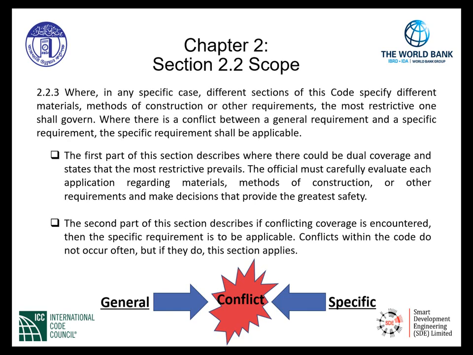The code official must carefully evaluate each application regarding materials, methods of construction, or other requirements and make decisions that provide the greatest safety. And as mentioned previously, this is where authority comes in. We need properly trained people to administer this code, properly trained and technical people to enforce the code as well.